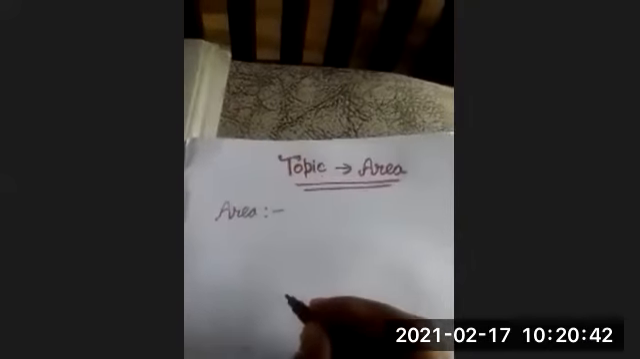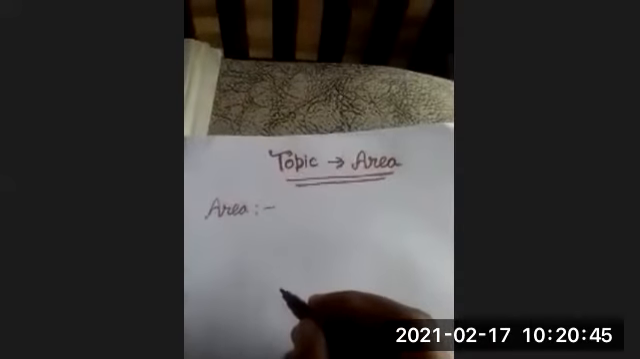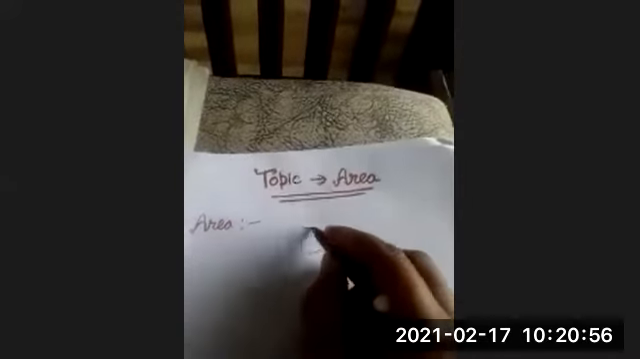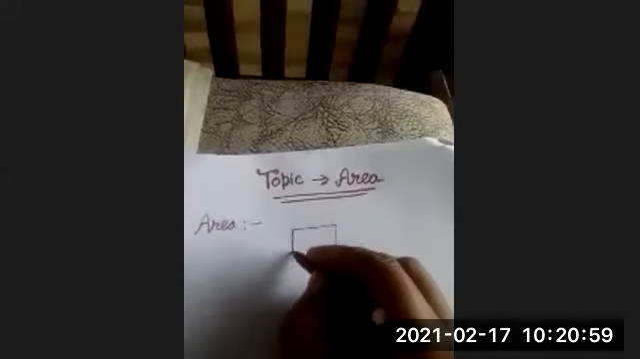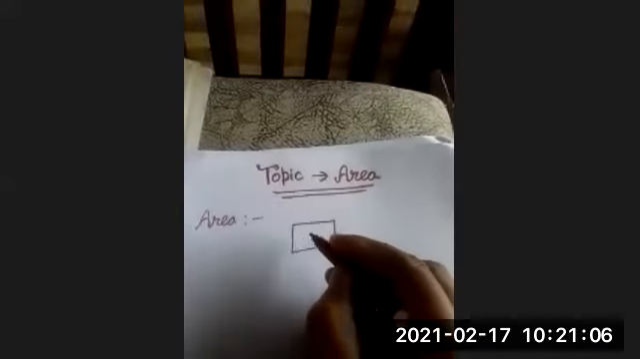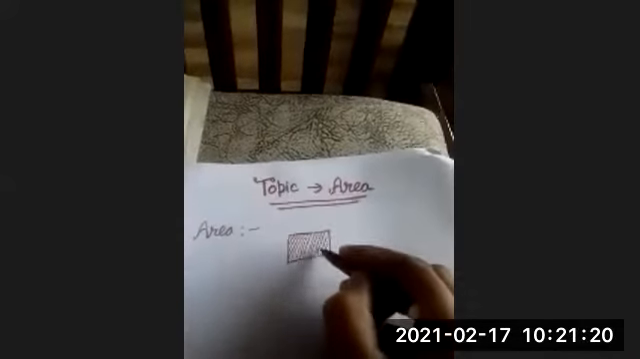78. So, first point: what is an area? The measure of the amount of surface enclosed by a closed bounded figure is called its area. Suppose we have a figure. In this figure, the shaded part is the area.